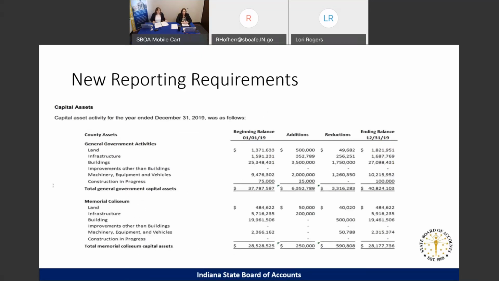So I'm going to talk about some of the reporting requirements. This is what the new capital asset schedule could look like. And this is taken from our draft report, and we've talked about it in earlier presentations. And again, instead of just having that last column, ending balance 12/31/19, that's all the numbers we would have shown before. We've got a beginning balance, additions in each category, reductions, and an ending balance.